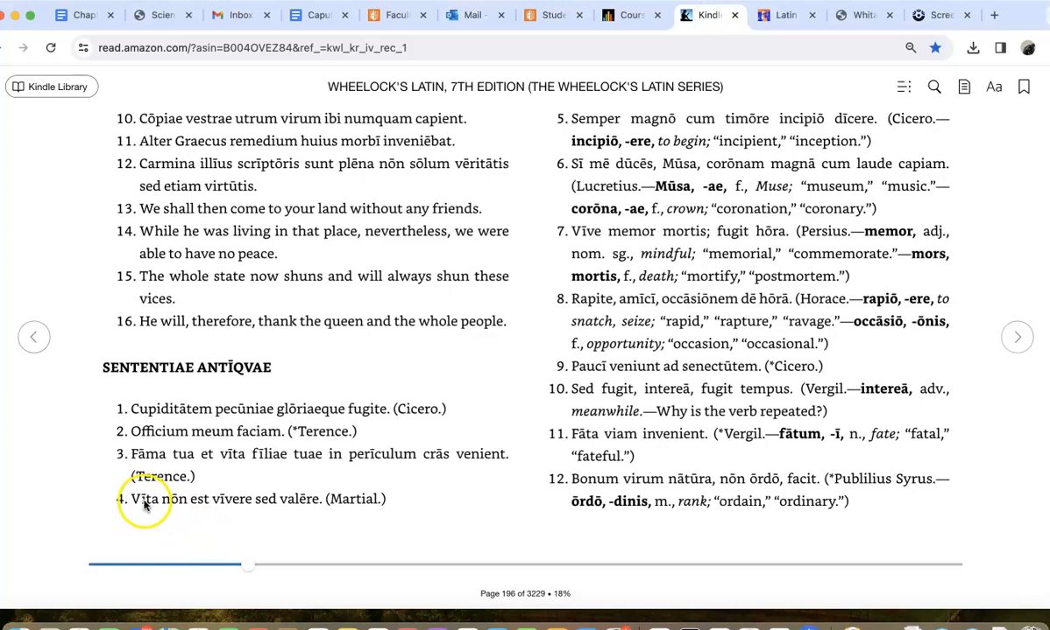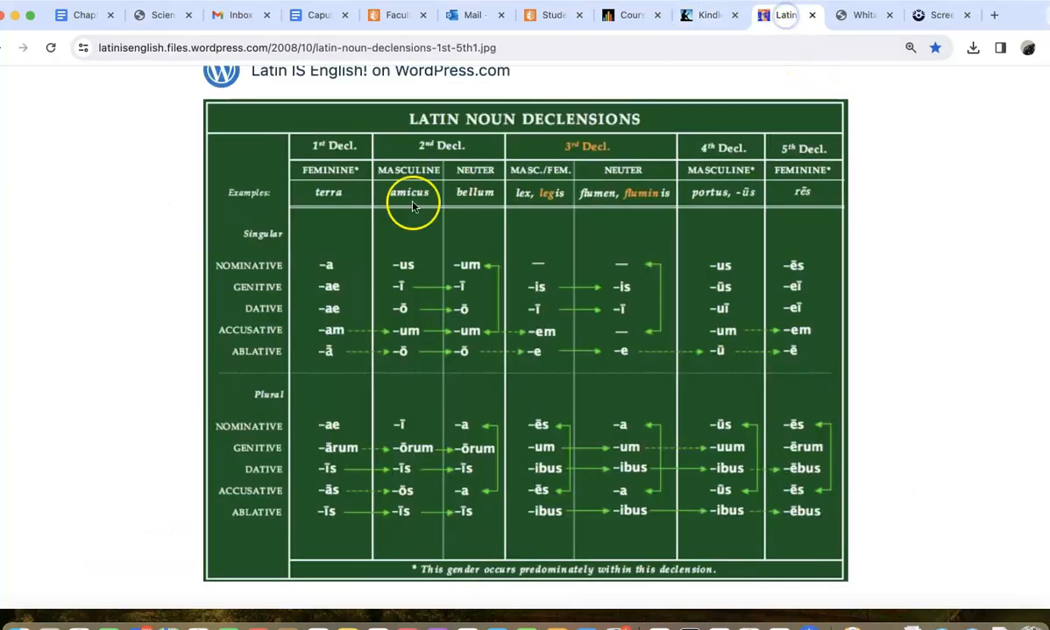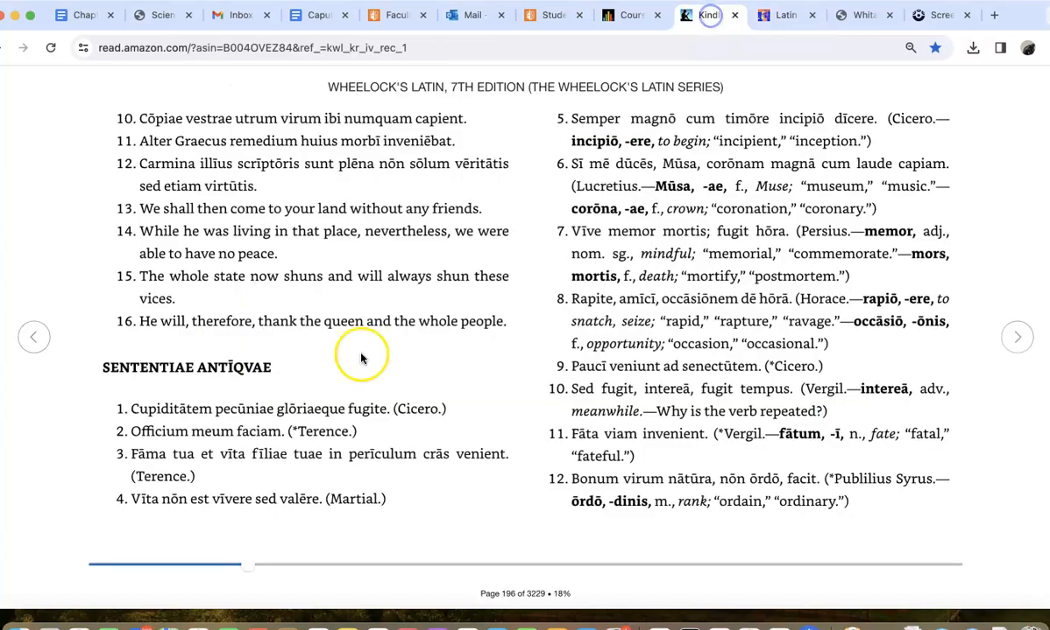Taking a look at the grammar, vita, that's fairly straightforward. First declension, nominative singular, vita. Non est is not to, but then we have the vivere, the infinitive, going back to last semester. Sed means but, and then so we have two infinitives, vivere, valere. Notice that vivere does not have a macron over the second to last e, which tells us it is third conjugation, whereas this one does have a macron over the e, which tells us it's second conjugation. And again, your book points this out in the beginning of this chapter.